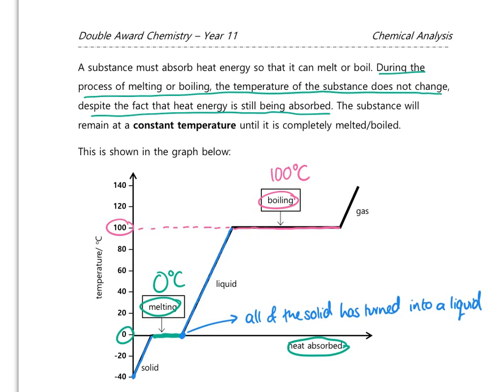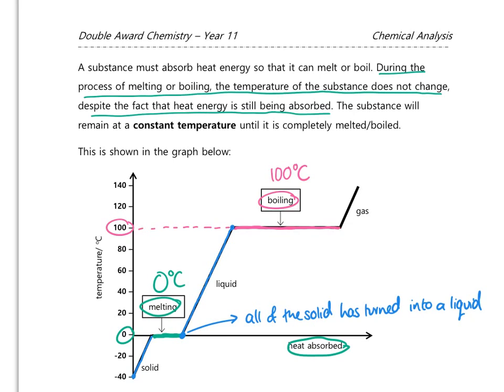So the temperature rises and rises and rises until it reaches this temperature here, 100 degrees C. What happens at 100 degrees C? Well, our water starts to boil. So our water starts to boil and we can see that heat is being absorbed, but the temperature is not rising. So we can see that it's staying steady at 100 degrees C.